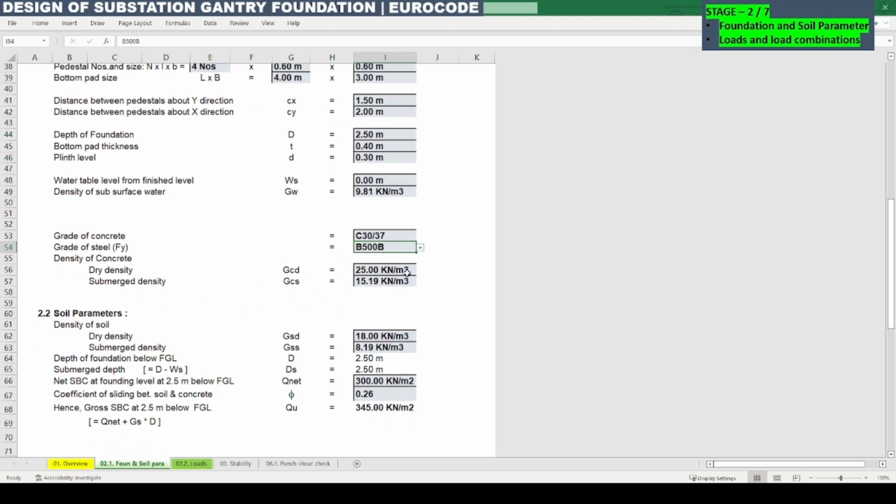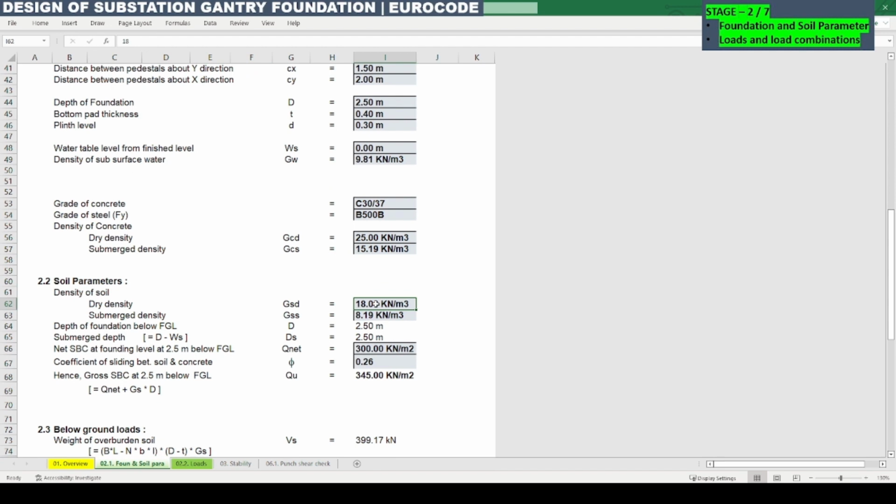Dry density of concrete we are considering 25 kilonewton per meter cube, and for the submerged density of the concrete we need to deduct the subsurface water density, so that it is 15.19 kilonewton per meter cube.